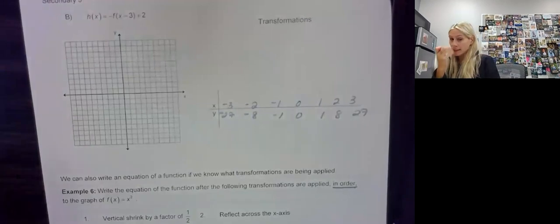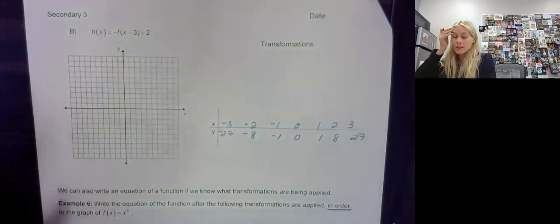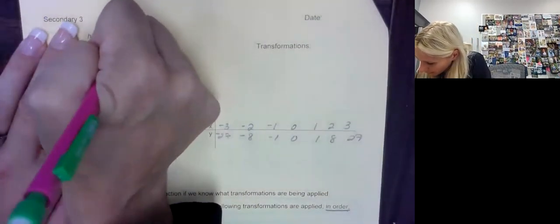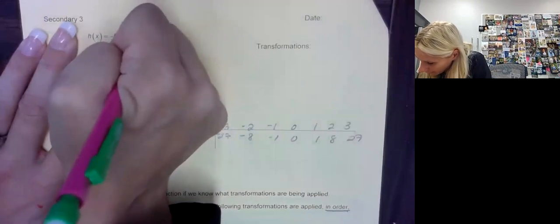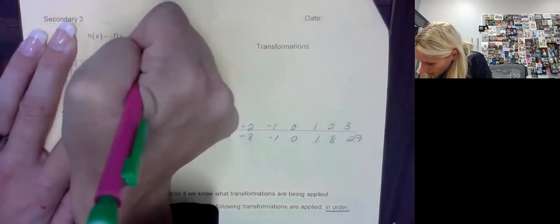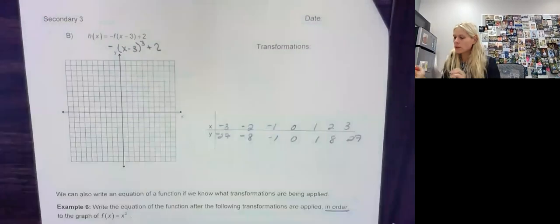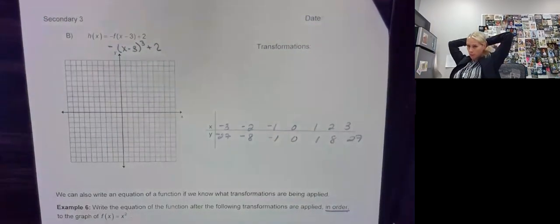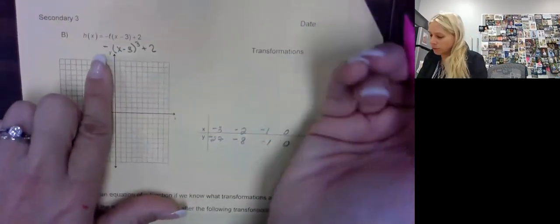Whew, so much to do. All right, let's see what else we've got here. This is x cubed again, so we're still doing this. That would be negative. Now the x minus 3 is on the inside of that cubed plus 2. So as you can see, we're doing 3 transformations here. So let's talk about each transformation.